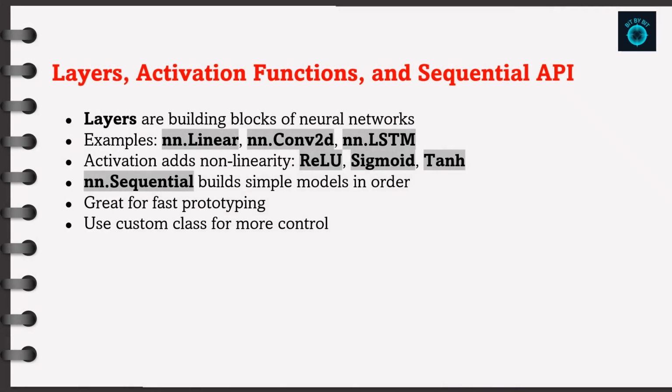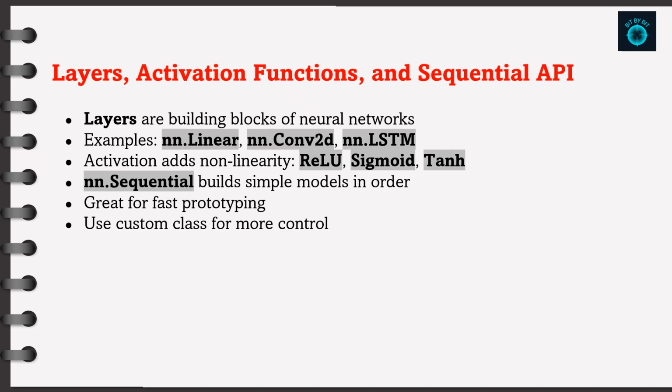In this slide, we'll cover layers, activation functions, and the sequential API in PyTorch. Layers are the basic units that make up a neural network. Common layers include nn.Linear for fully connected layers, nn.Conv2d for convolutional layers, and nn.LSTM for recurrent models. After each layer, we often apply an activation function. Activations introduce nonlinearity, which helps neural networks learn complex patterns. Popular activation functions include ReLU, sigmoid, and tanh.